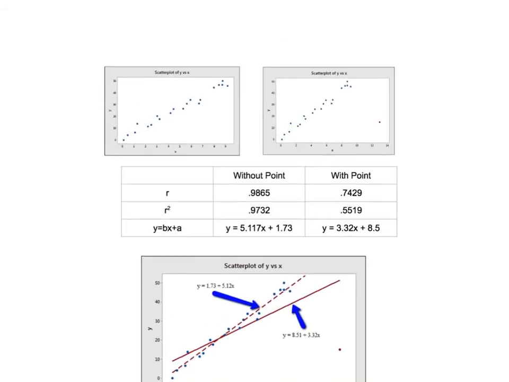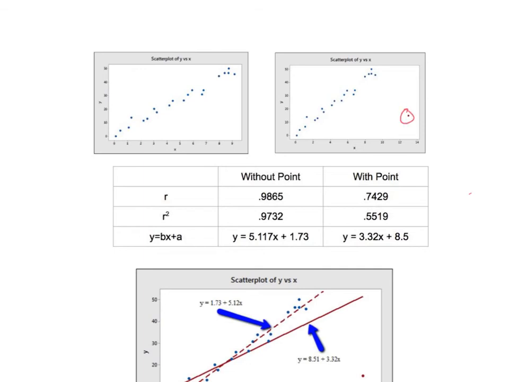Here's the third example. This is the one that has the outlier in the x direction and the y direction, okay? These are the ones that have the most influence. So the one on the right is obviously with the point included. The one on the left is without the point included. So you can see without the point, it has a very strong correlation and a very high coefficient of determination. With the point included, you can see the correlation dropped dramatically, and the R squared dropped as well.